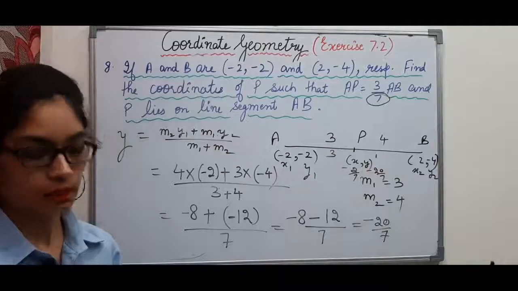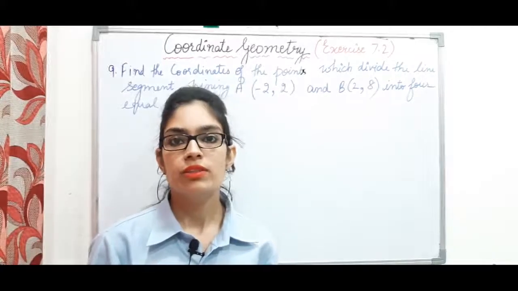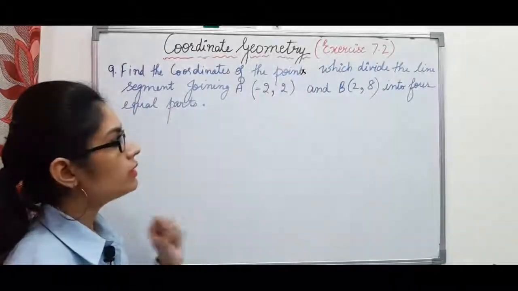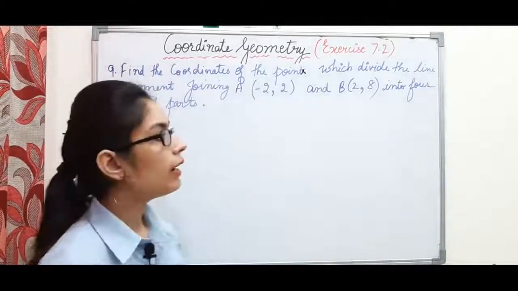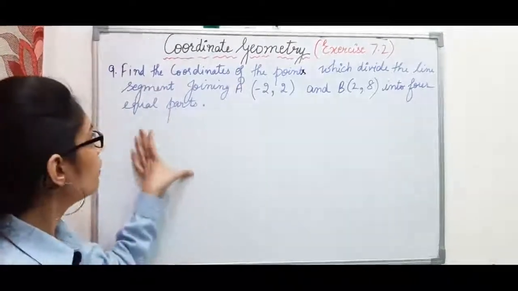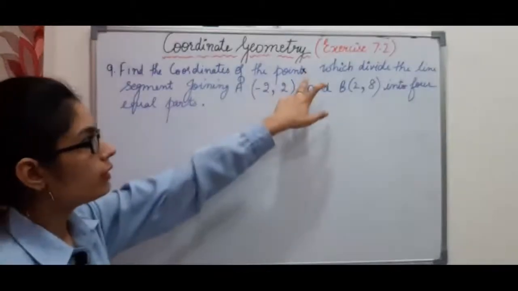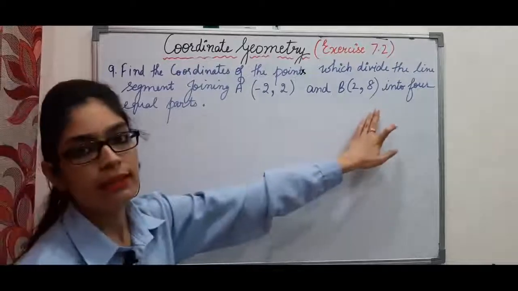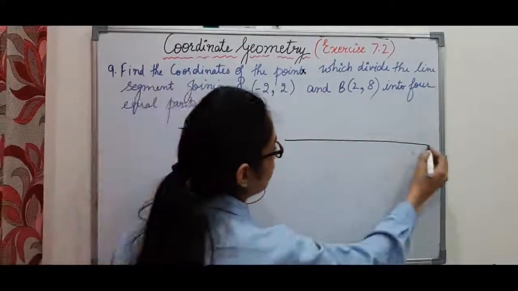Now let's do the next question. Question number 9. This question is just similar to question number 2 of this exercise. The only difference is in question number 2 you divided the line into 3 equal parts, trisection. So here we are dividing the line into 4 equal parts. So we have to find the coordinates of the points which divide the line. These are the coordinates of a line, and this line is divided into 4 equal parts.